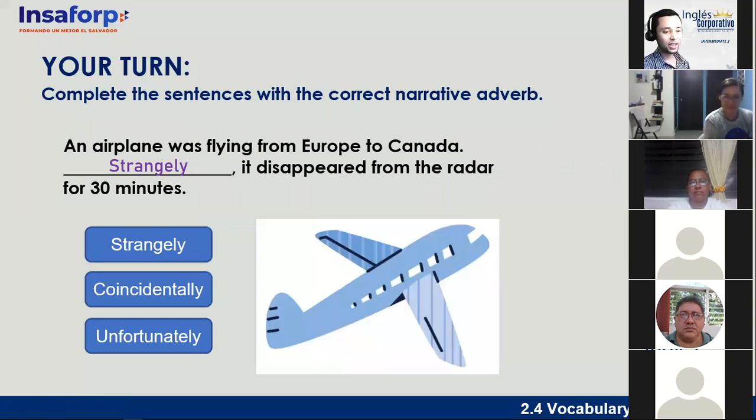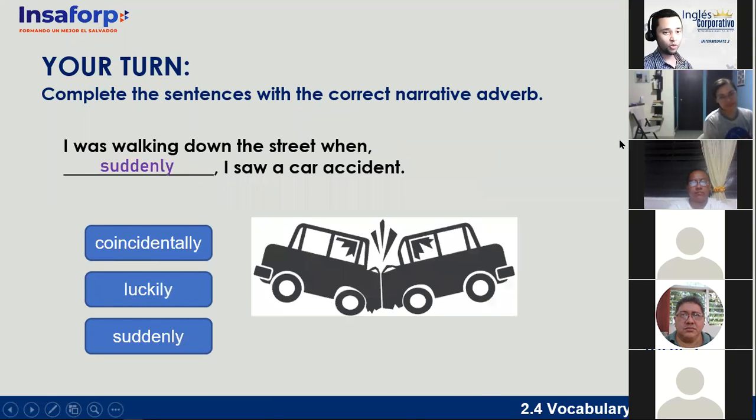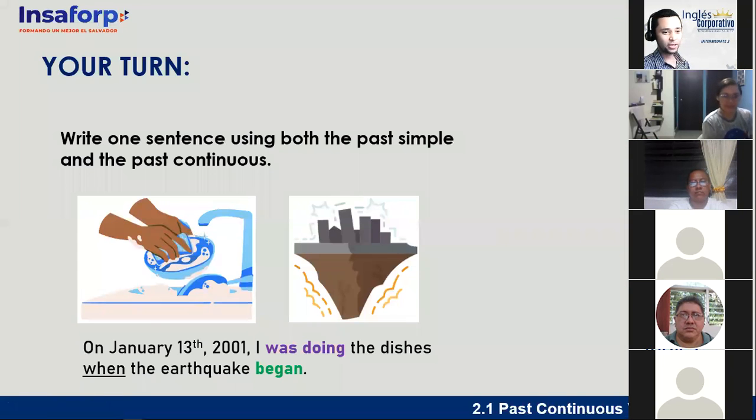Okay. Now, again, what is your homework? Your homework is you need to write one sentence using both the past simple and the past continuous. This is my example. On January 13th, 2001, I was doing the dishes when the earthquake began. De nuevo, le digo, si usted no quiere ocupar esta parte, when the earthquake began, no es necesario. Puede ocuparla si quiere. Pero si usted dice, no, eso me trae malos recuerdos, no lo ocupe. Puede ser cualquier otra cosa, ¿okay? Cualquier otro evento en su vida.